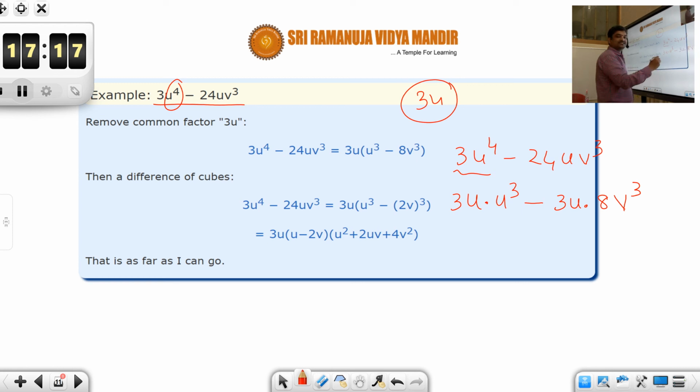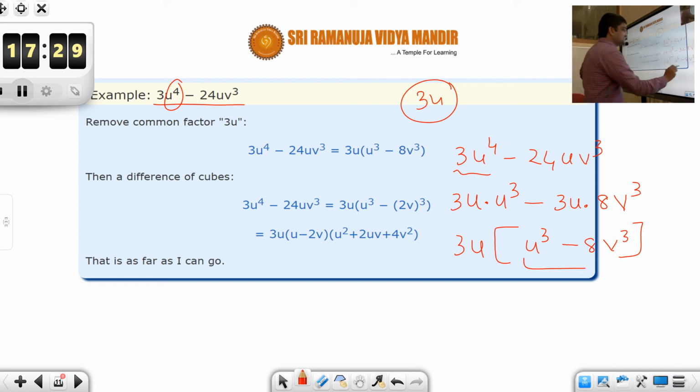Okay students, now let's take 3u as common. So we'll be left with u³ minus 8v³. Okay students, now look at this term. Is this term factorizable? At the outset you can't factorize this. Do you see anything common in numbers or any variables? No. Now let's look at the identities we know. Are you able to think of any identity?